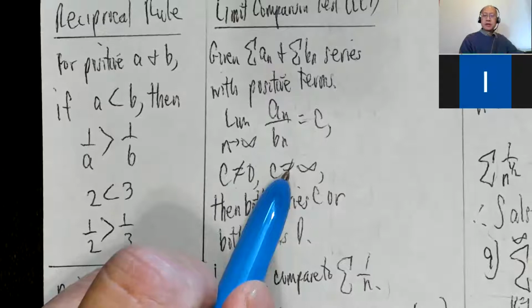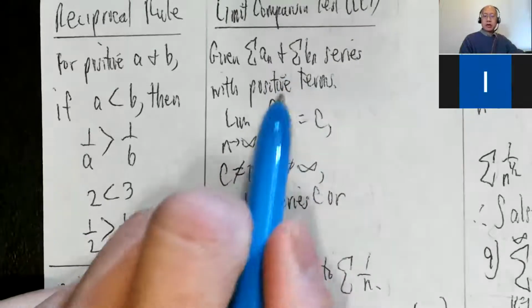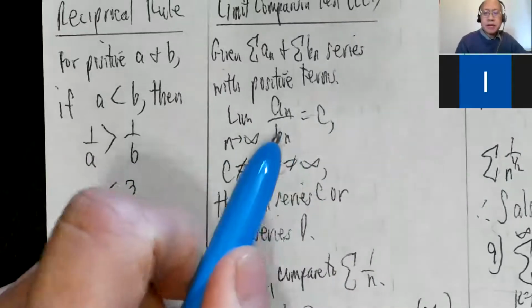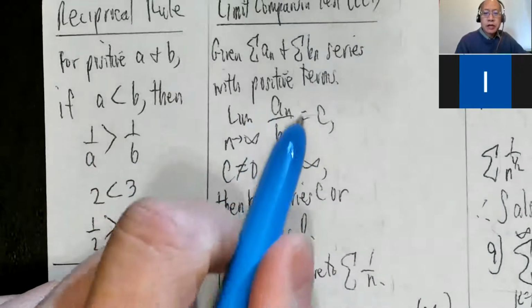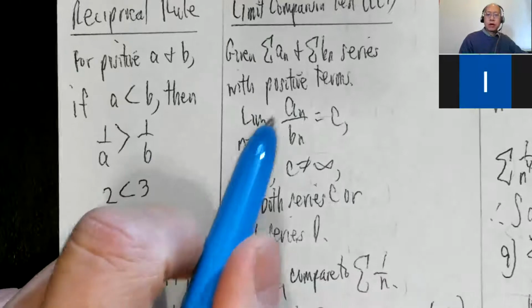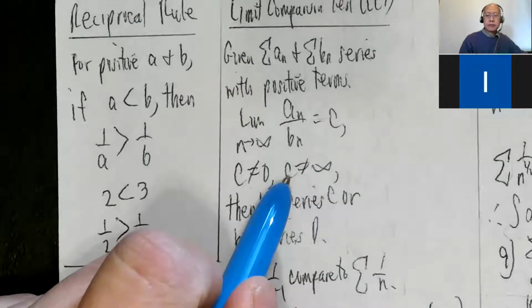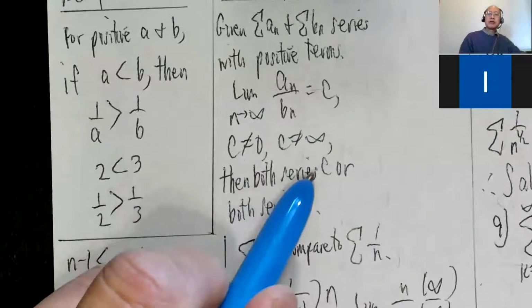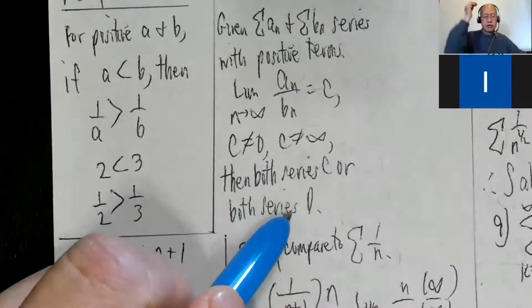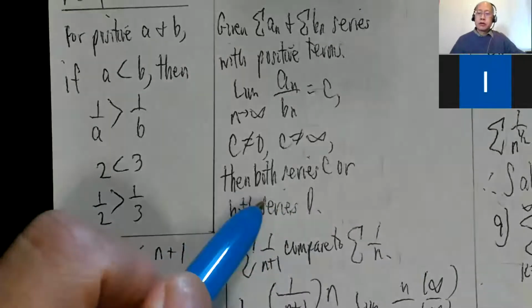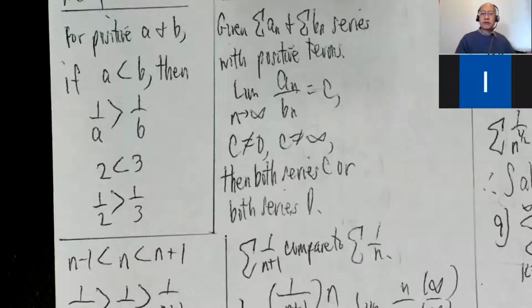That's a lot of numbers. It'll be positive because you only have positive terms here. And the limit has to exist. So the only times you cannot use the limit comparison test are if the limit is 0, infinity, or the limit doesn't exist. Then both series converge or both series diverge. That's kind of like the integral test. Whatever happens to the integral happens to the series. If one converges, the other converges. If one diverges, the other diverges.